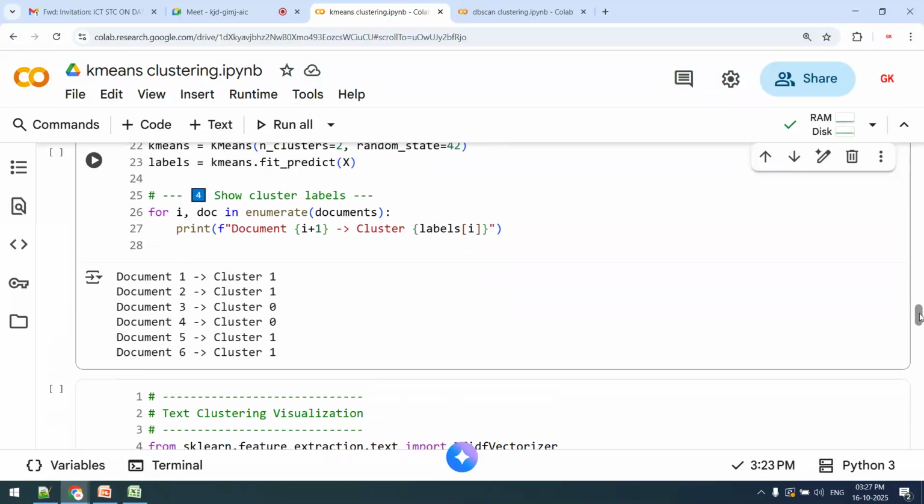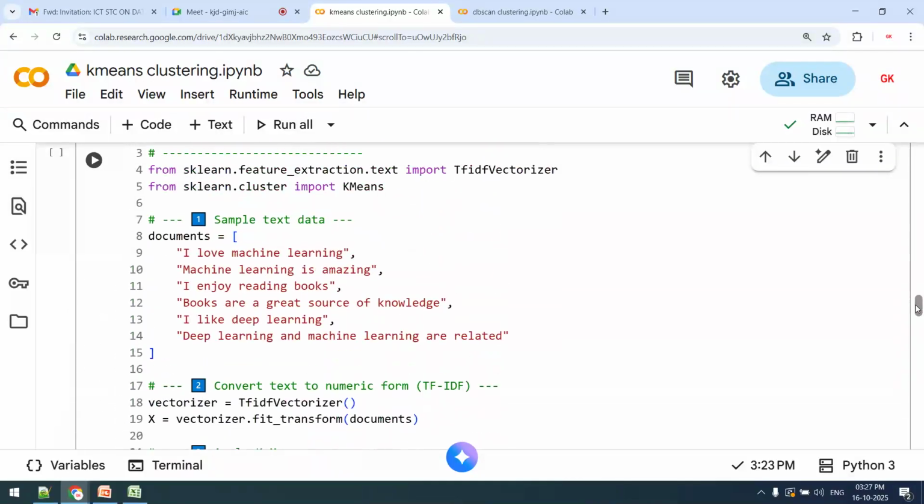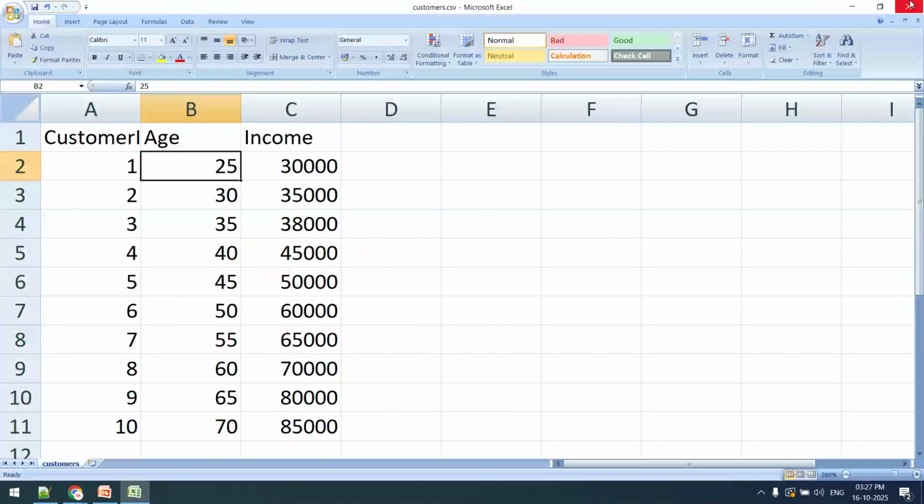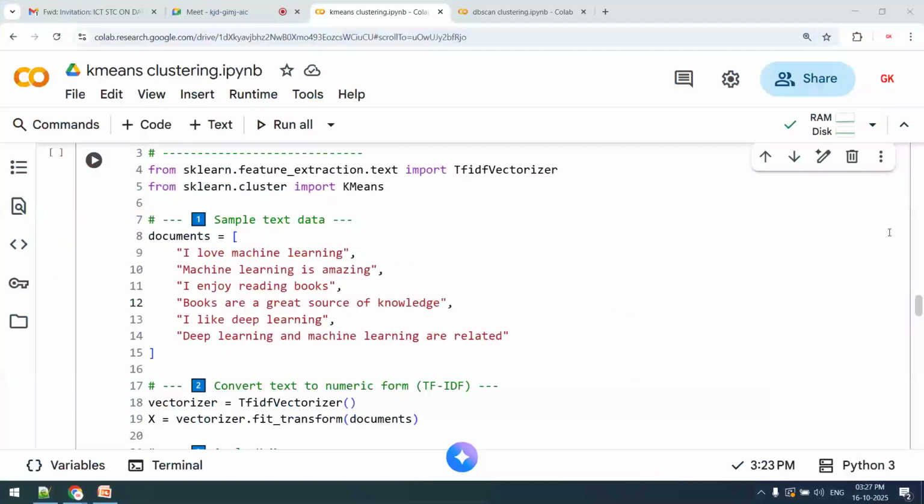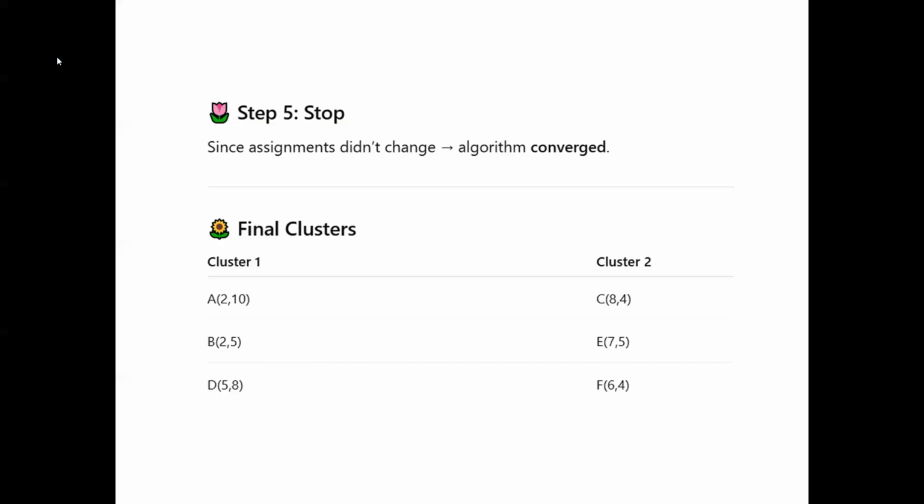Okay, so you can explore it. I will share this presentation with all of you so that you will be able to work on it. Now we will come to our next algorithm.